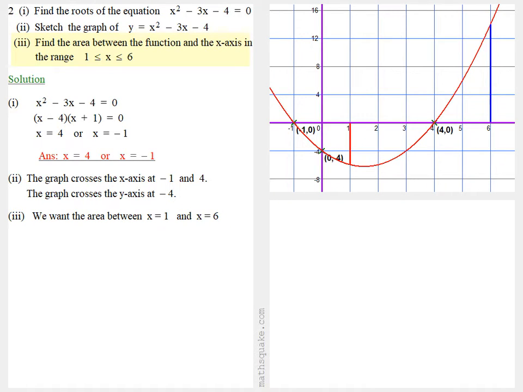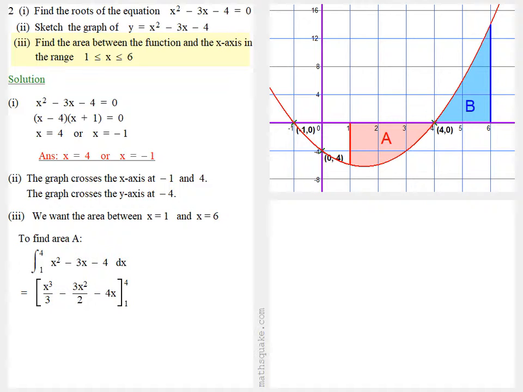Now we've got two areas, one is below the x-axis and one is above the x-axis. So to find the area below, area A, we have the integral from 1 to 4 of x squared minus 3x minus 4. And to work that out we have the integral of x to the 2 is x to the 3 over 3. The integral of minus 3x to the 1 is minus 3x to the 2 over 2. And the integral of the number minus 4 is minus 4x.